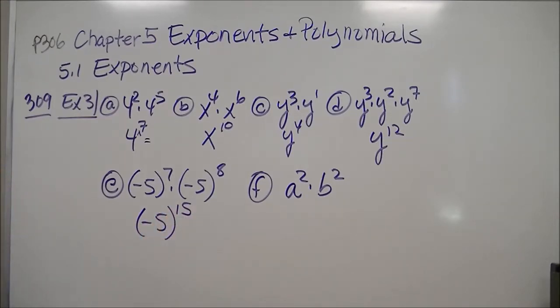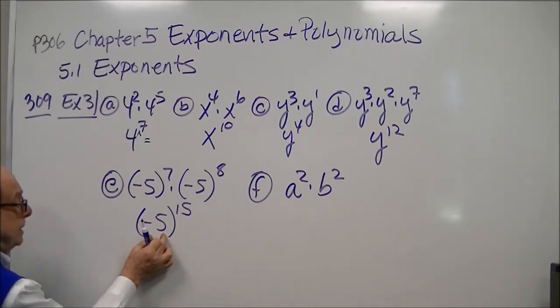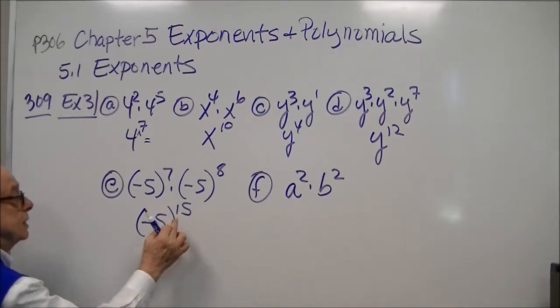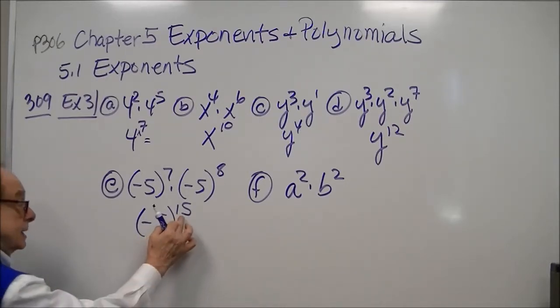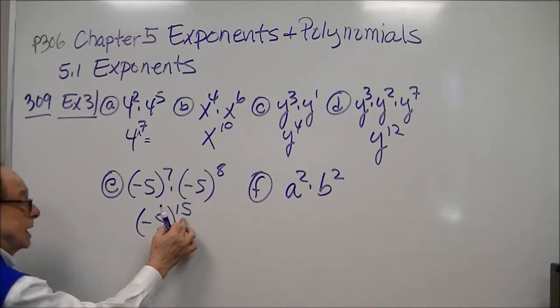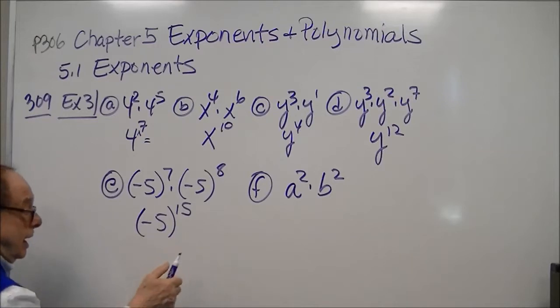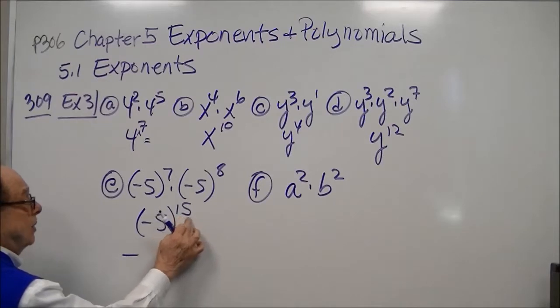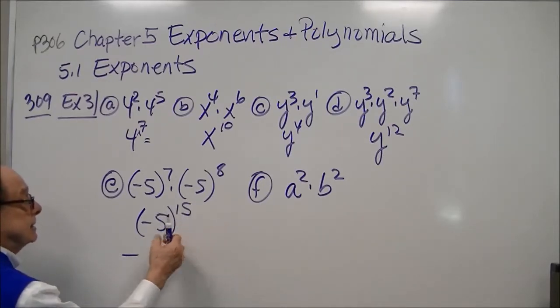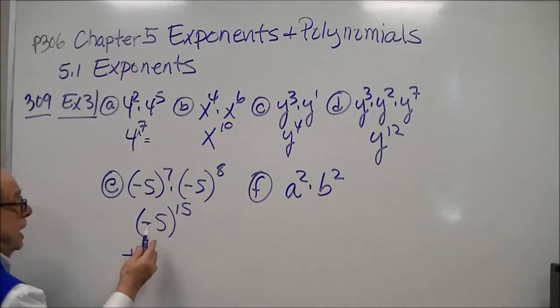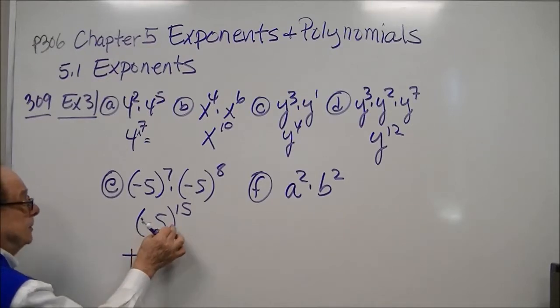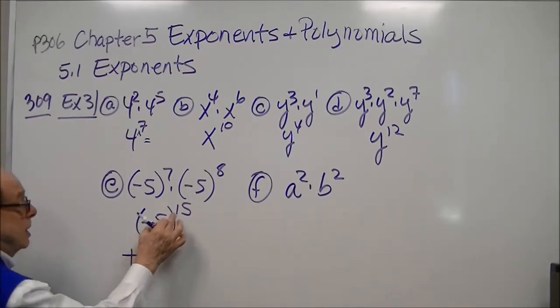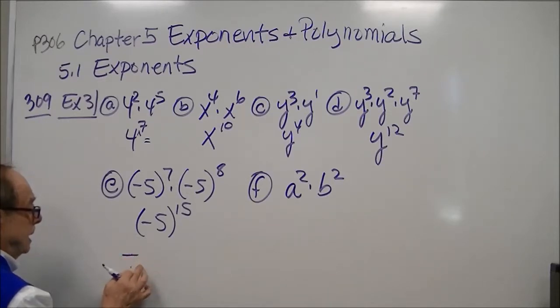Now an interesting thing about this, when there is a negative sign as part of your base, and it's raised to an odd power, that is like 15 or 13 or 11 or 7, your end answer will be negative. If it's raised to an even power, 2, 4, 6, 8, 10, etc., then your answer will be positive. So raising a negative to an odd number is negative. Raising it to an even number is positive.